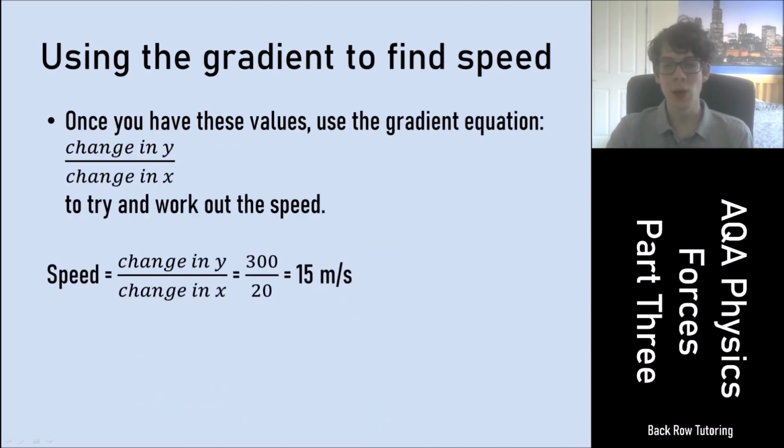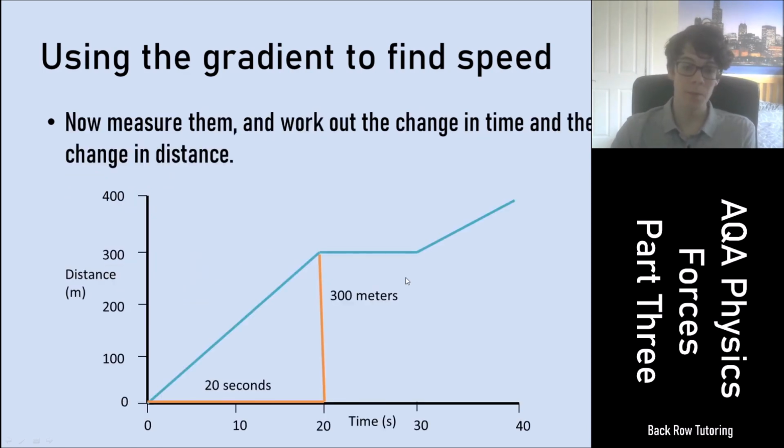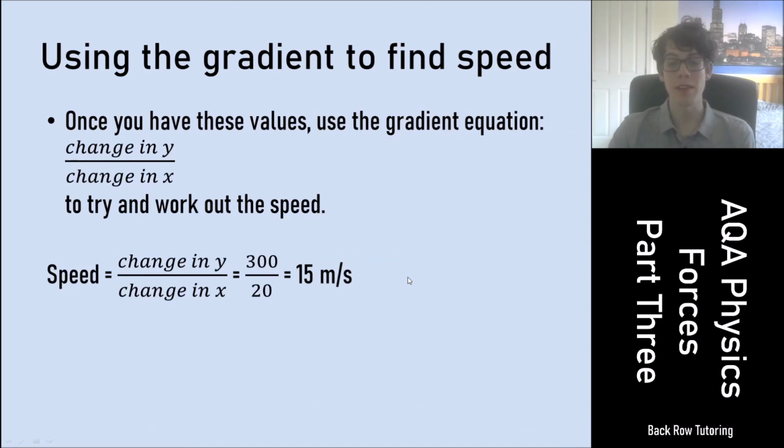Once you have these values, use the gradient equation, change in y divided by change in x, to work out the speed. So speed is change in y divided by change in x. Well, we know the change in y is 300 and the change in x is 20. So 300 divided by 20, well, that's 15. And the unit for speed is metres per second. So using the gradient from that graph, we found that the speed of this object is 15 metres per second between 0 and 20 seconds.